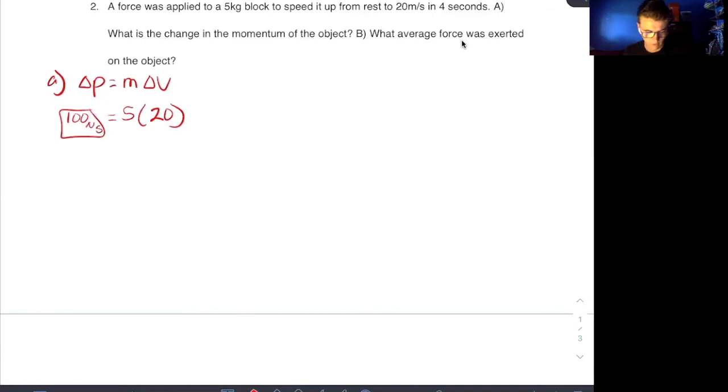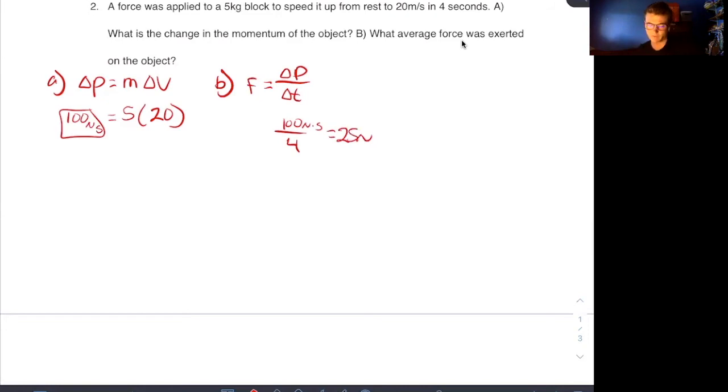So now for B, when we want to find the average force that is exerted on this object, there's two different ways we can do this. The first way is we can use this equation where the force equals the change in momentum over the change in time, right? So we know the change in momentum is 100 newton seconds, and the change in time, it happened in 4 seconds. When we do that, that gives us 25 newtons.